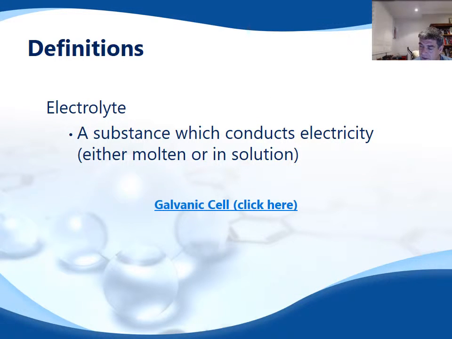The electrolyte is the substance which conducts the electricity. So it can be a molten, so a substance which is a liquid, or it could be in solution. And most of the ones that you will encounter are electrolytes that are in solution. This changes a little bit when we look at batteries in more detail, but for our purposes, solutions are fine.